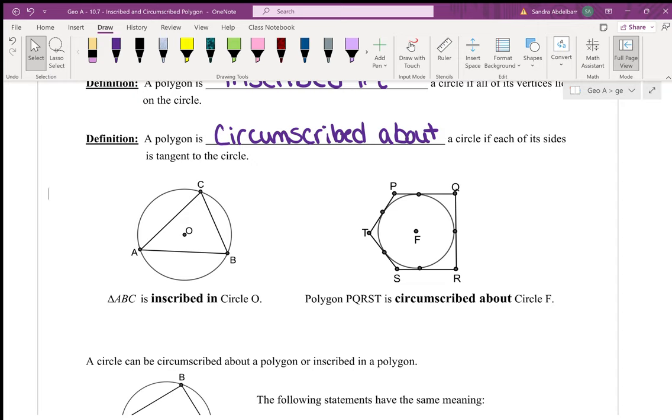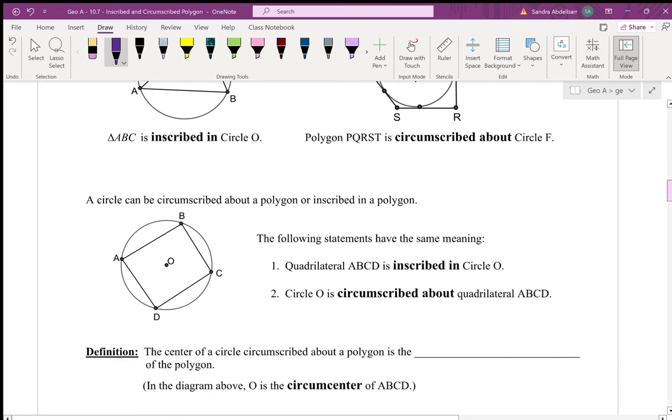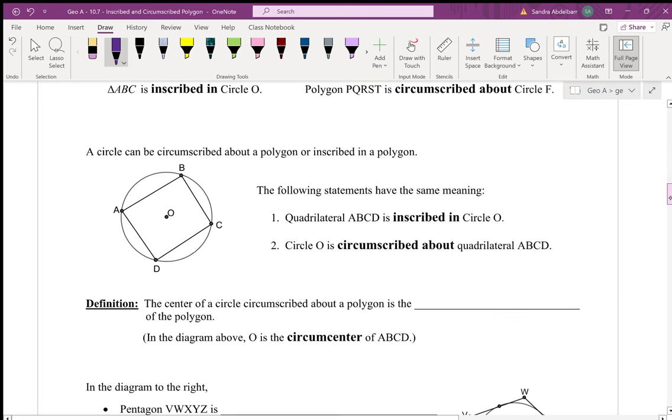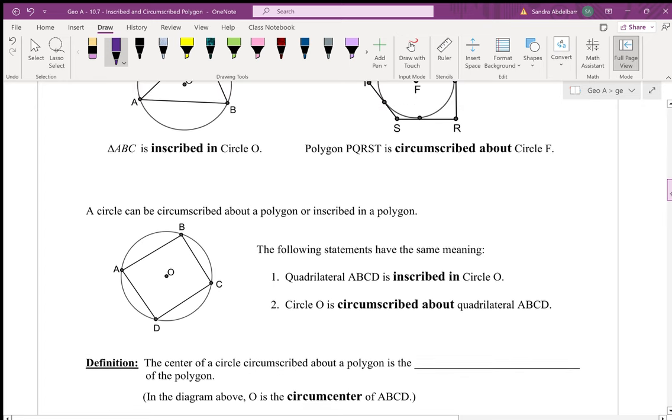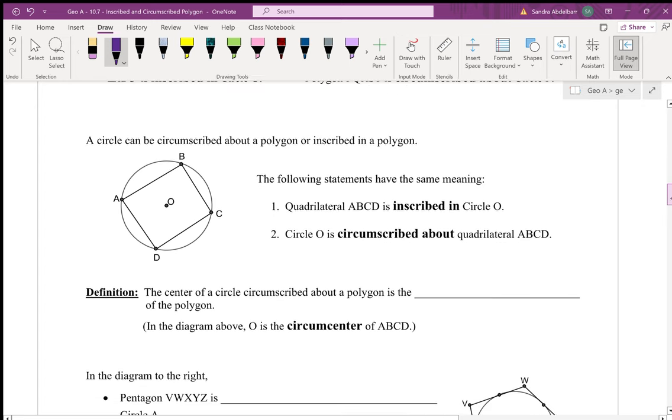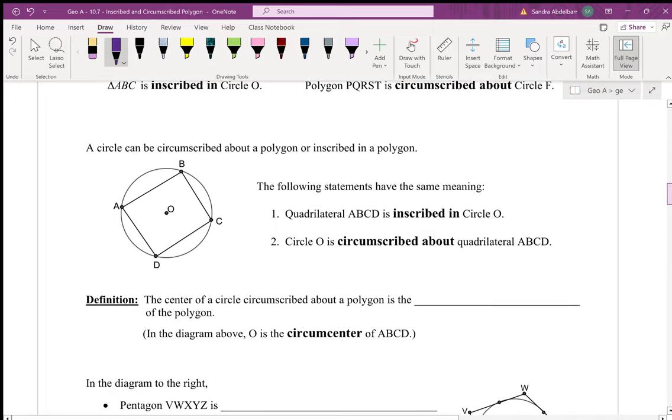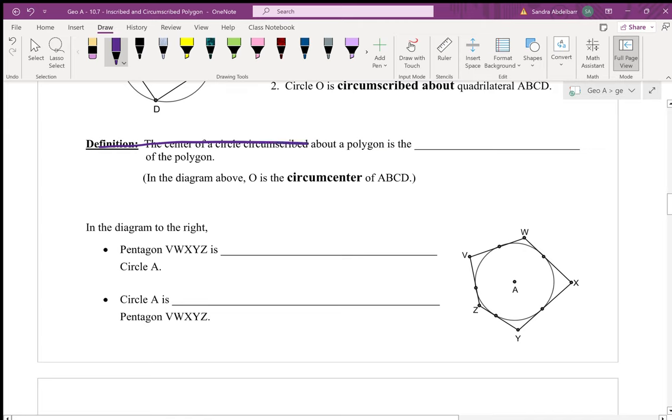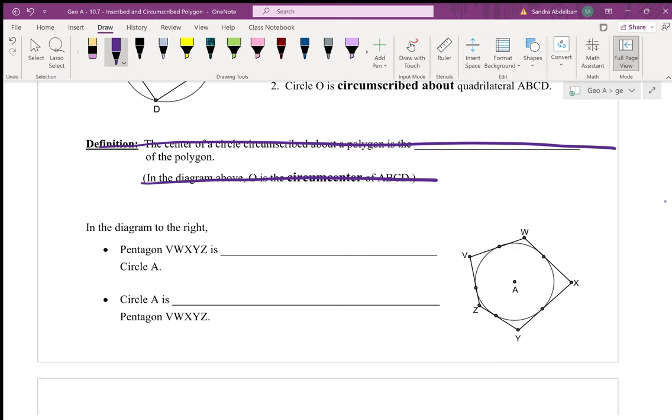So here, this time, the circle's inscribed in the polygon. What is this, a pentagon? 1, 2, 3, 4, 5, yeah. So here, the circle's inscribed in the pentagon, but the pentagon is circumscribed about the circle. All right, so those are our two new vocab words: inscribed, circumscribed about. We don't need to know any of this definition. We don't need to know circumcenter. All right, let's just practice.